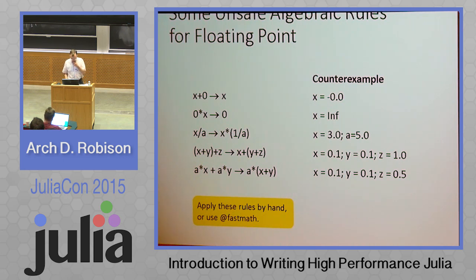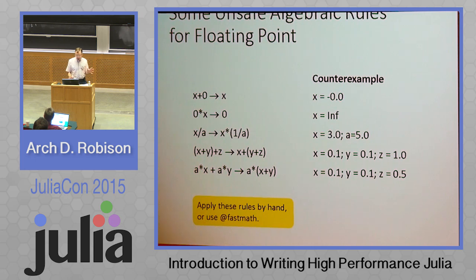And these others. Multiplying by the reciprocal will be 1 bit off. Amazingly, there's a way to multiply by the reciprocal for integers that does work exactly, but it doesn't work for floating point. And the integer method requires a little more work. Association, as I said, doesn't work. And distribution doesn't always work.